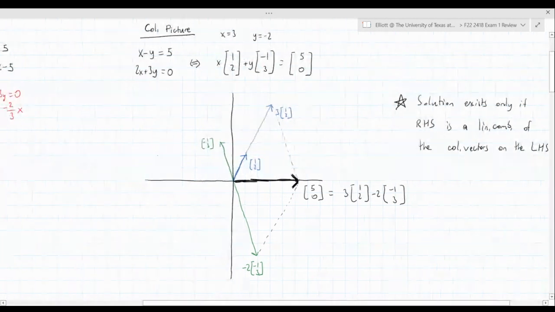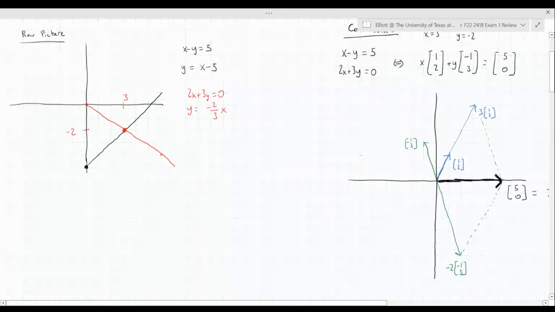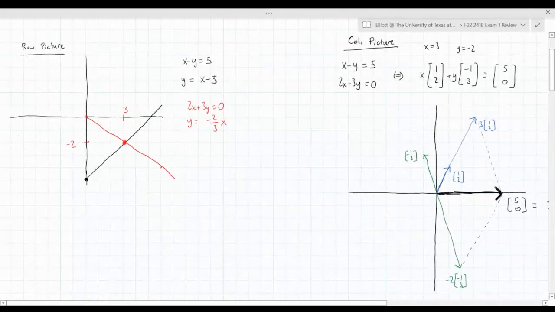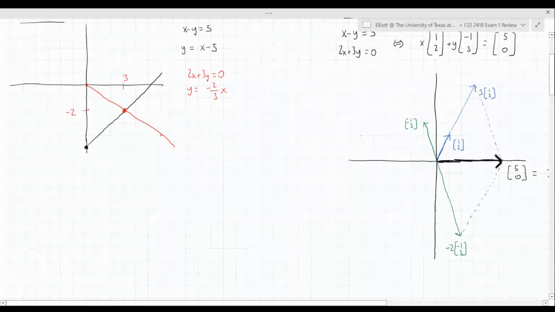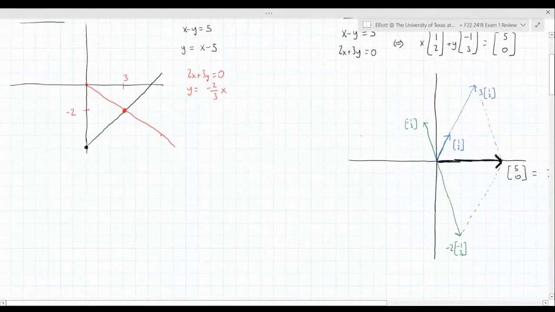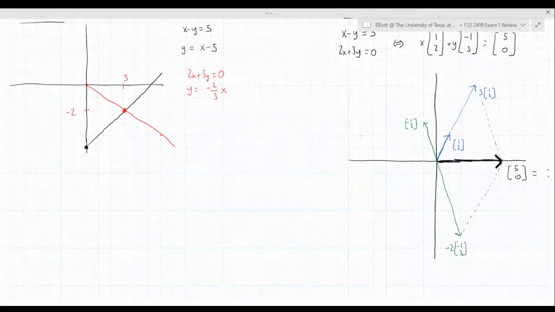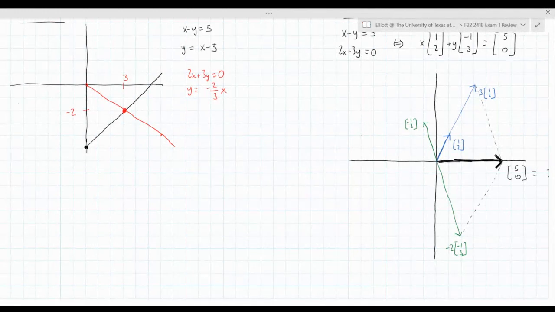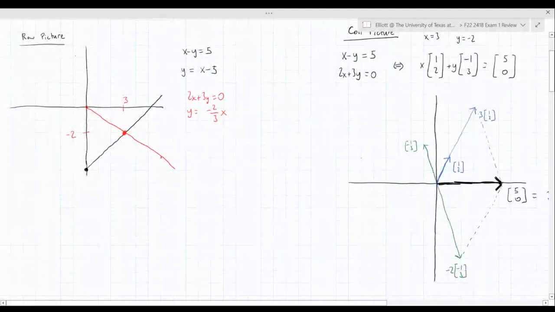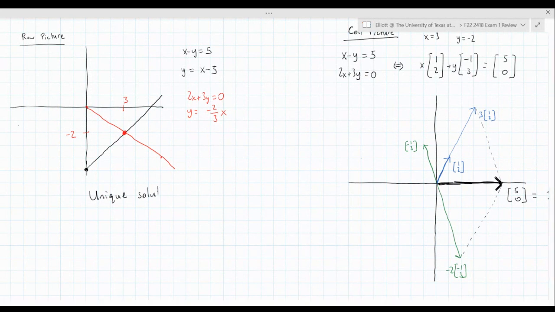As for what kind of insights do you get by considering the row picture of a system of equations? The row picture gives us some sense for what are the possibilities regarding the solution to a linear system of equations. So here in this example, this is a case where we have a unique solution. And in the picture, that's reflected by the fact that the two lines are intersecting at a single point. And where they intersect, that's our unique solution, okay?